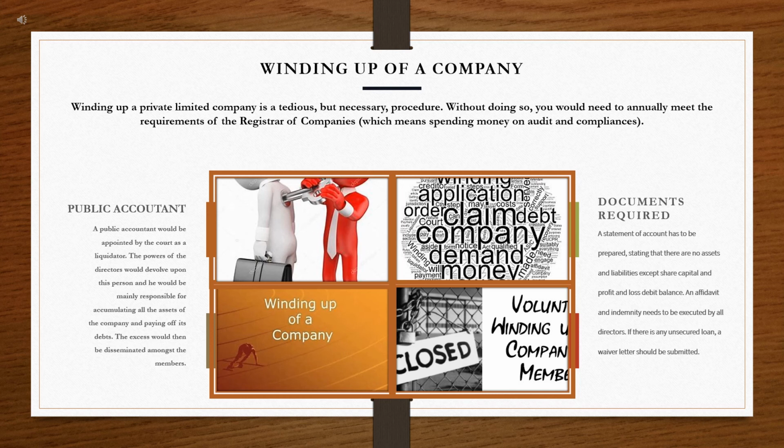2. Documents required. A statement of account has to be prepared, stating that there are no assets and liabilities except share capital and profit and loss debit balance. An affidavit and indemnity needs to be executed by all directors. If there is any unsecured loan, a waiver letter should be submitted.